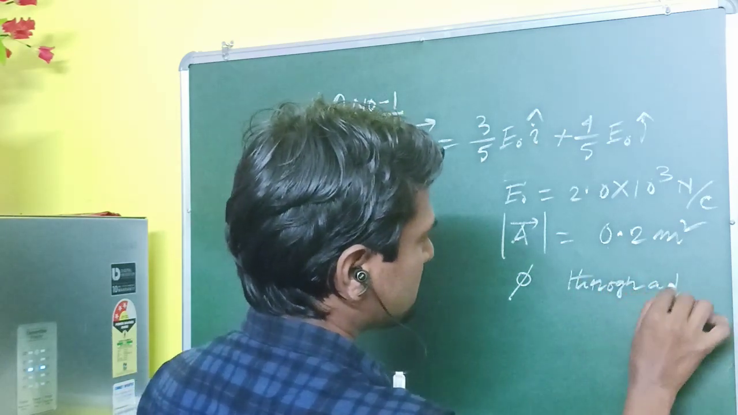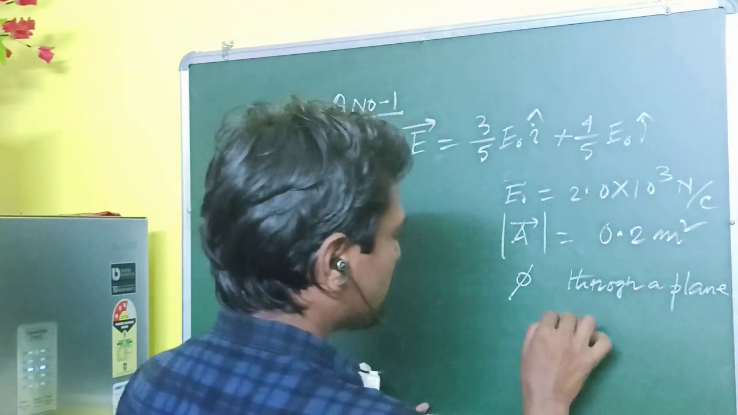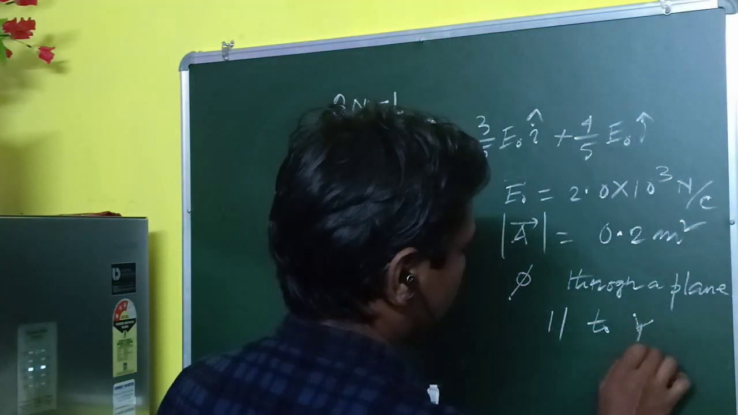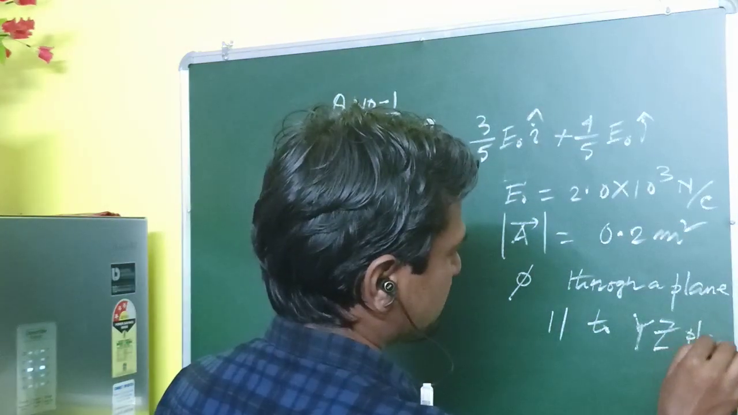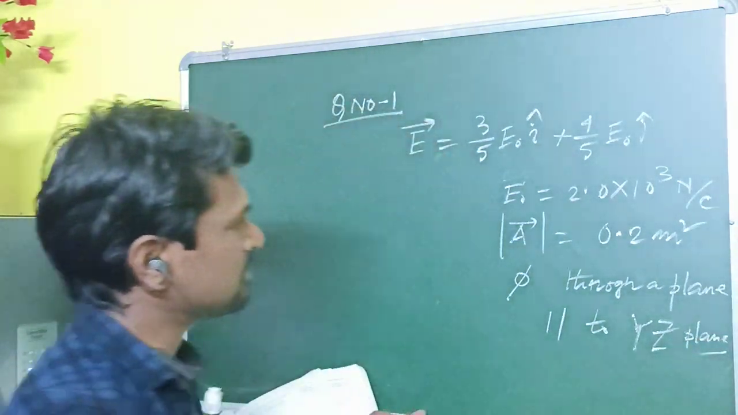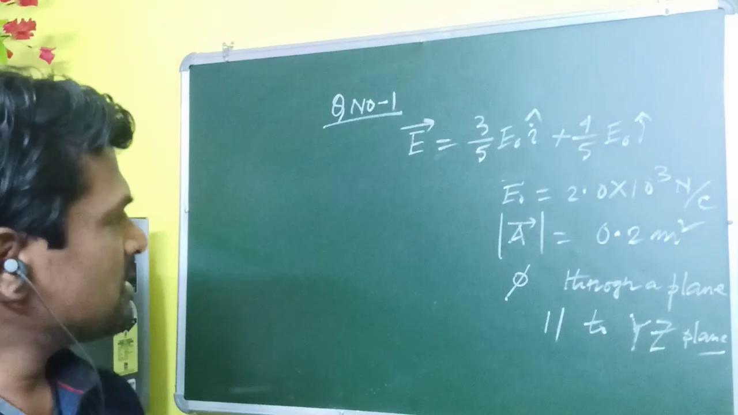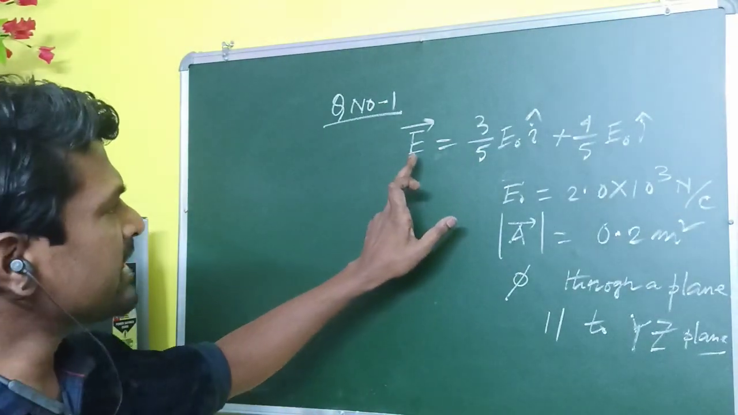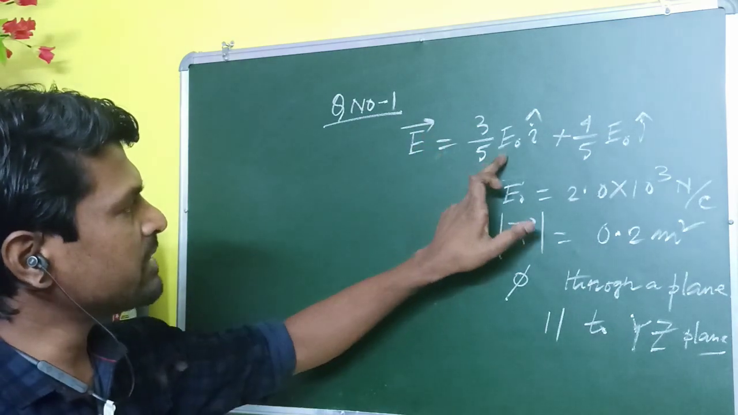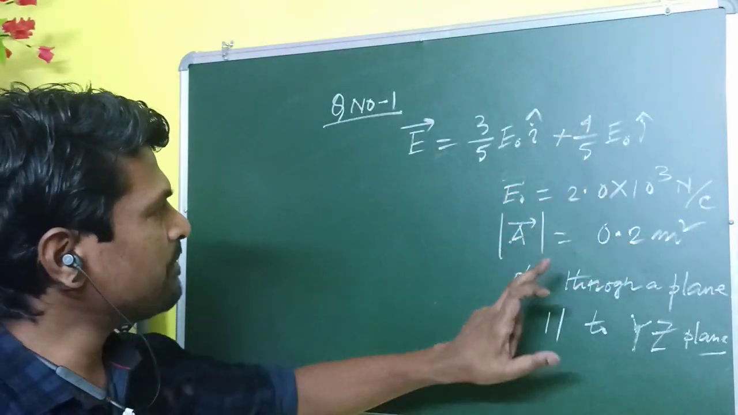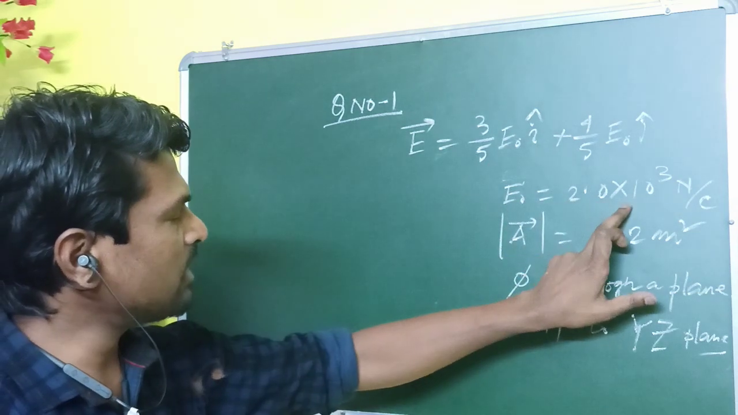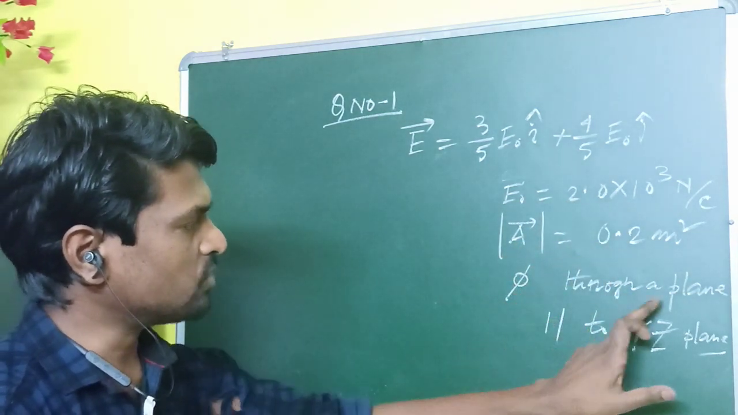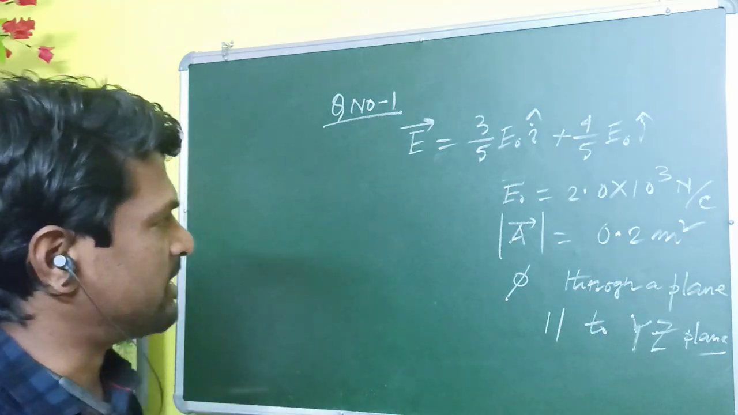a plane parallel to the YZ plane. So question number 1: the electric field is equal to 3/5 E naught i cap plus 4/5 E naught j cap, where E naught equals this value, the surface area is given, and you have to calculate the flux through a plane that is parallel to the YZ plane.